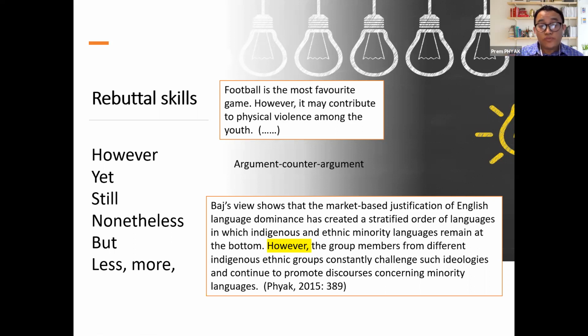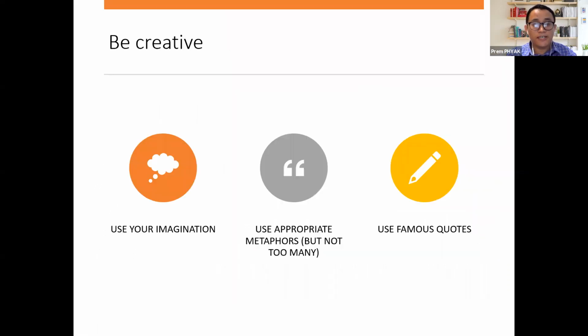For example, words like however, yet, still, nonetheless, but, less, more. These are really helpful for rebuttal, to make counter arguments, right? So be creative, right? There are different ways to be creative. One is using your imagination. What are you talking about, and what do you think about the future of the topic that you are describing, right? Use some kind of imagination, something really out of the box, right?